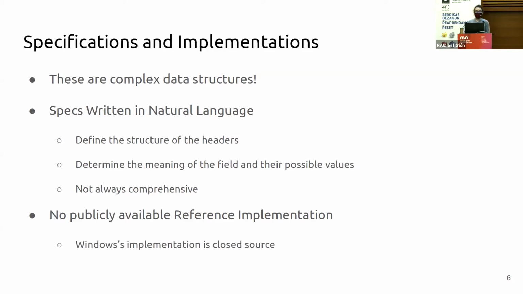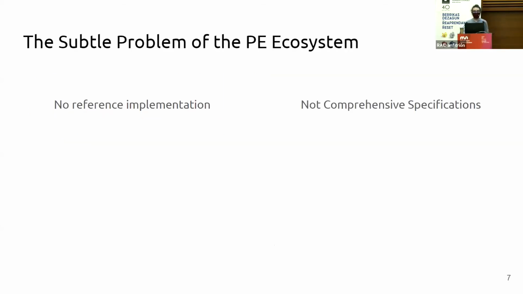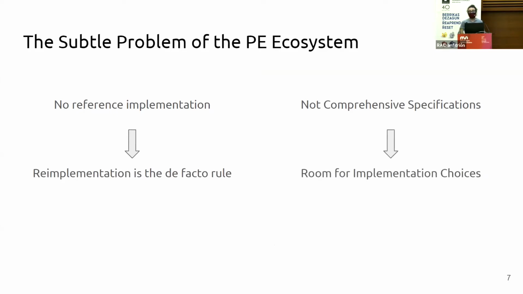And even if you want to consider Windows as your reference implementation, then that's not really publicly available in the sense that it's closed source. Now, when you take these two things into consideration, some problems may start to arise. The fact that there is no reference implementation means that implementing the same parsing logic over and over again is the de facto rule, while the fact that the specifications are not comprehensive means that there is a lot of room for implementation choices. Combine these two things together and you end up with discrepancies, which are slight differences in how two pieces of software handle the same file.